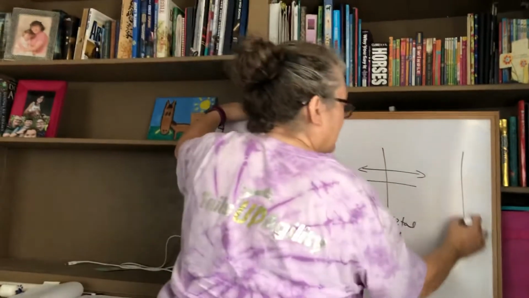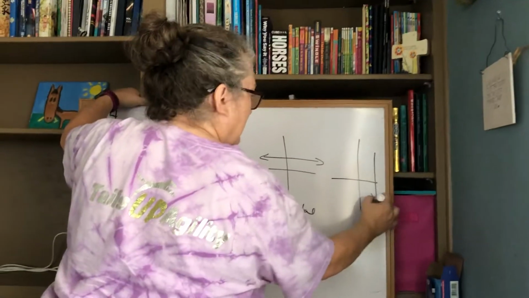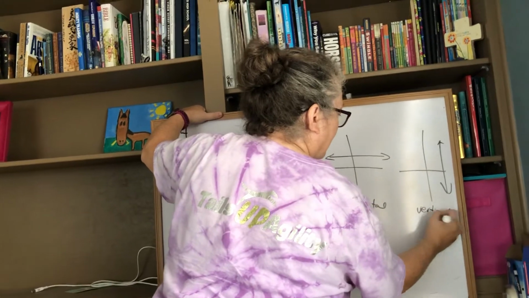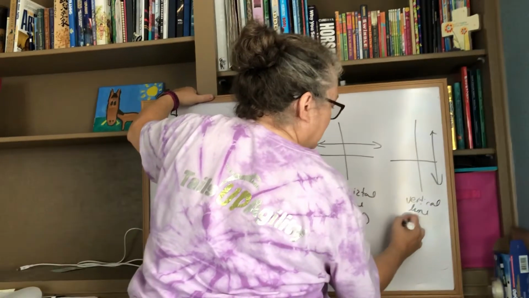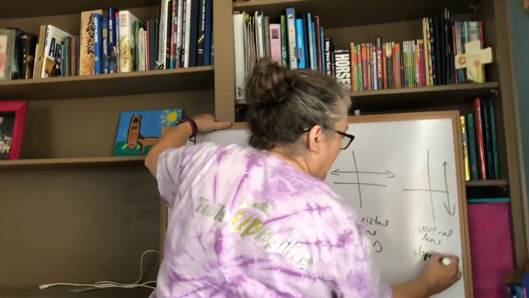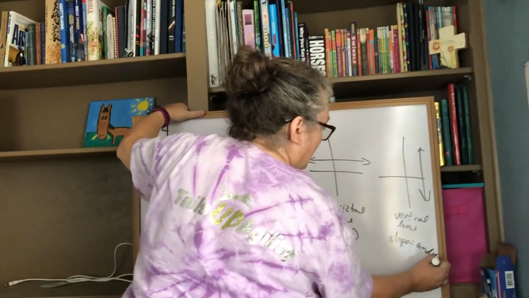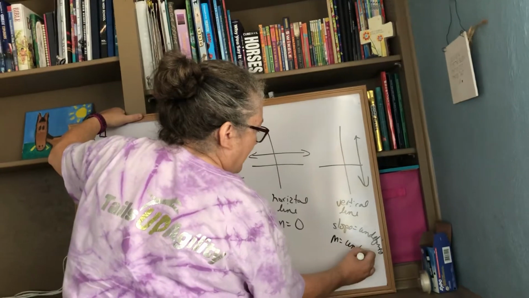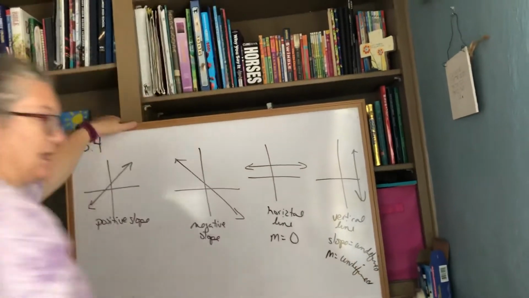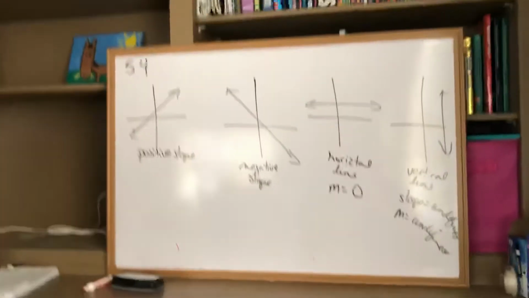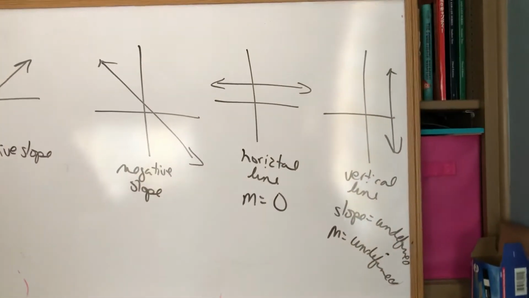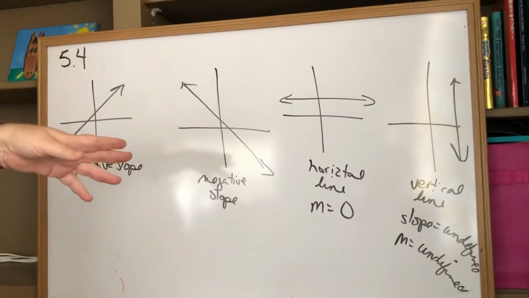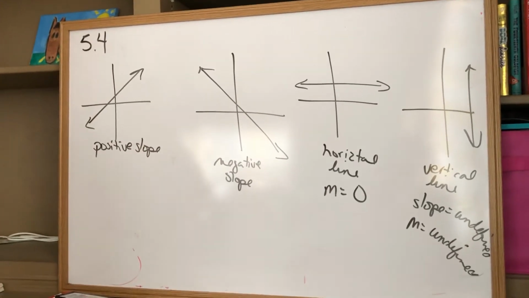And then the last but not least is when we have a vertical line, and the slope on this is undefined. Oh, I have to write sideways there. M equals undefined. And I'll show that to you in just a minute too. Okay. So these are the 4 types of slopes. We have a positive slope, a negative slope, slope equals 0, and slope is undefined.